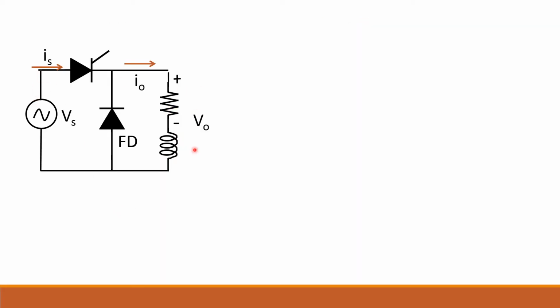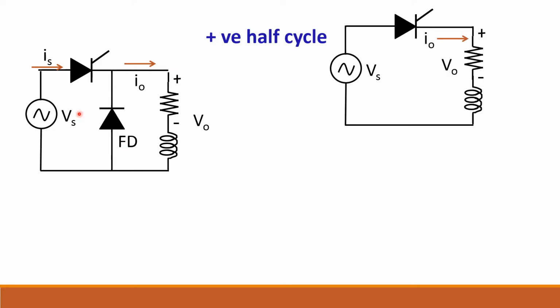So this is the circuit with freewheeling diode. During positive half cycle, what happens? Here it is positive, here it is negative. So this thyristor is forward biased and current flows through the load in this direction. At this time, that is during the positive cycle, this freewheeling diode will be reverse biased because it is connected to negative here.